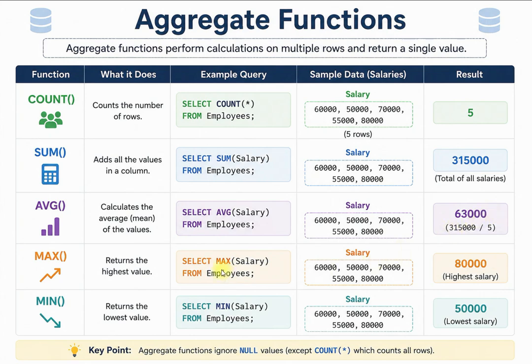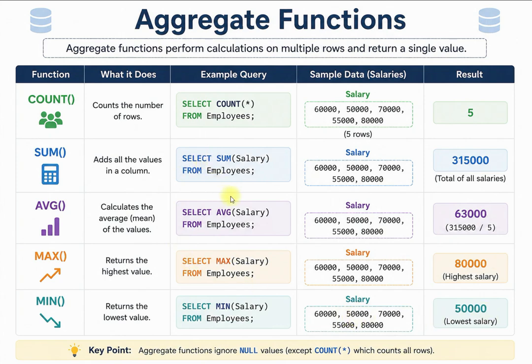And for example, you want to know what is the maximum salary you are paying. So if you are paying any employee a maximum salary, what is that? It returns the highest value in the table, which, if you see here, is 80,000. And in the same way, minimum returns the lowest value. Minimum, as we can see here, is 50,000.